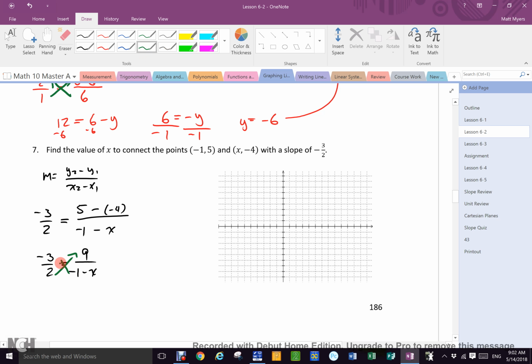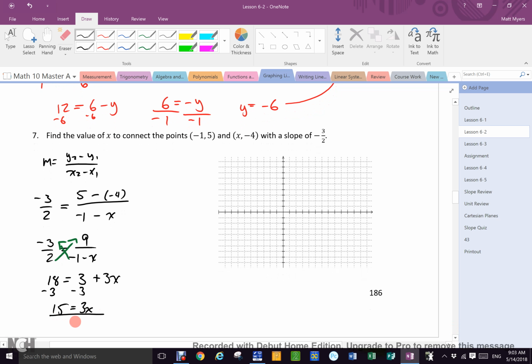Now what do I do? I cross multiply. What's 9 times 2? 18 equals what's negative 3 times negative 1? 3. Negative 3 times negative x. Positive 3x. What do I do with that 3? No, the first 3. Add. Subtract 3, subtract 3. 15 equals 3x. Then what? What does x equal? 5. Everybody cool?